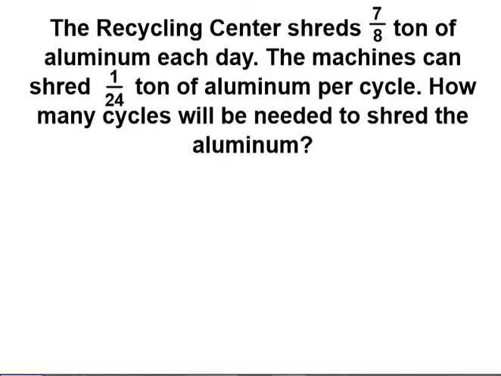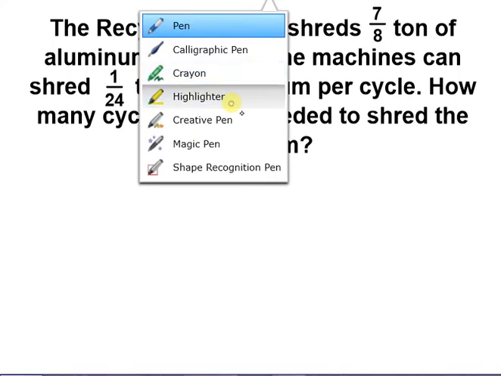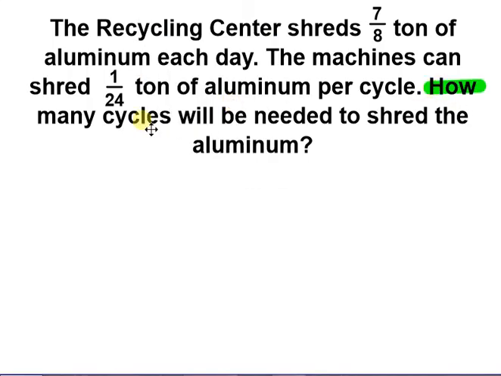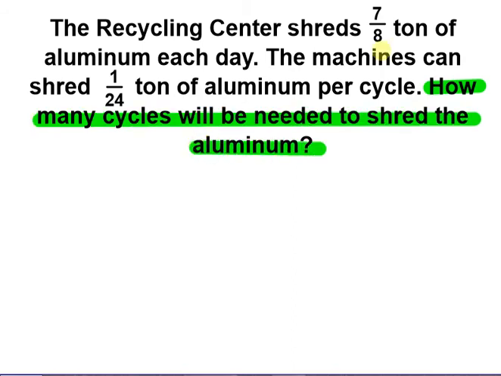All right, let's take a look at another question. The recycling center shreds 7/8 ton of aluminum each day. The machines can shred 1/24 ton of aluminum per cycle. How many cycles will be needed to shred the aluminum? So first thing I'm going to do is highlight my question. How many cycles will be needed to shred the aluminum?